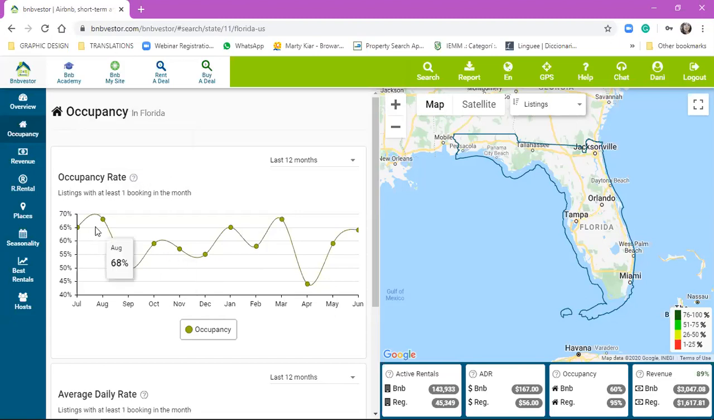It's giving you the months with the highest occupancy. When is it going to be the months that have the best occupancy rate? For example, August with 68%. We have March with the same 68%.